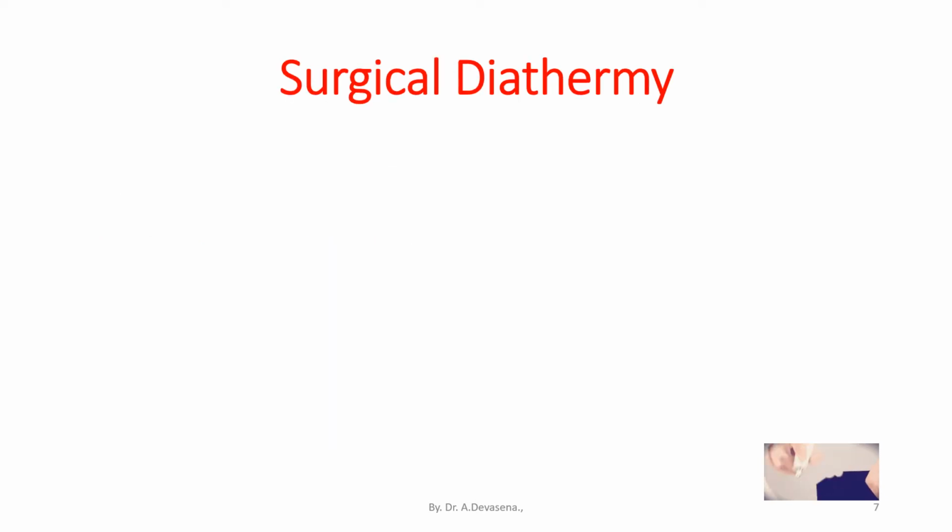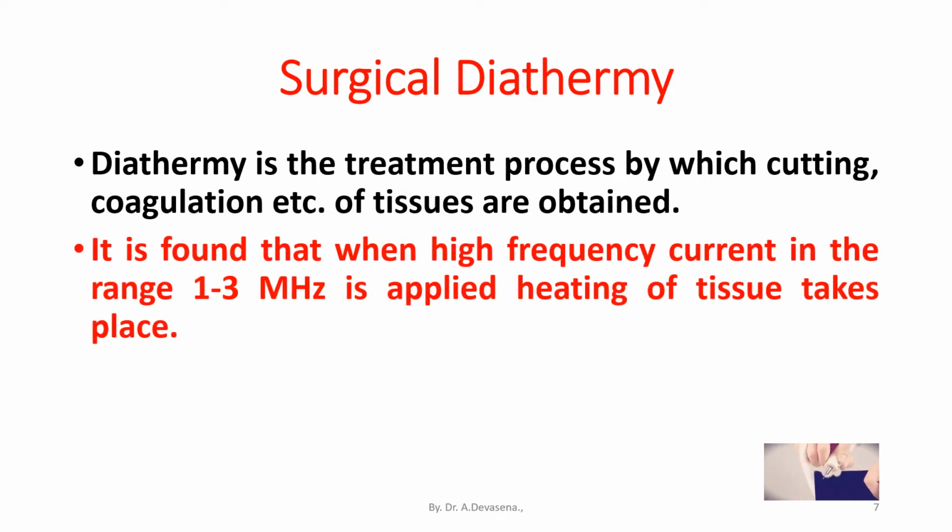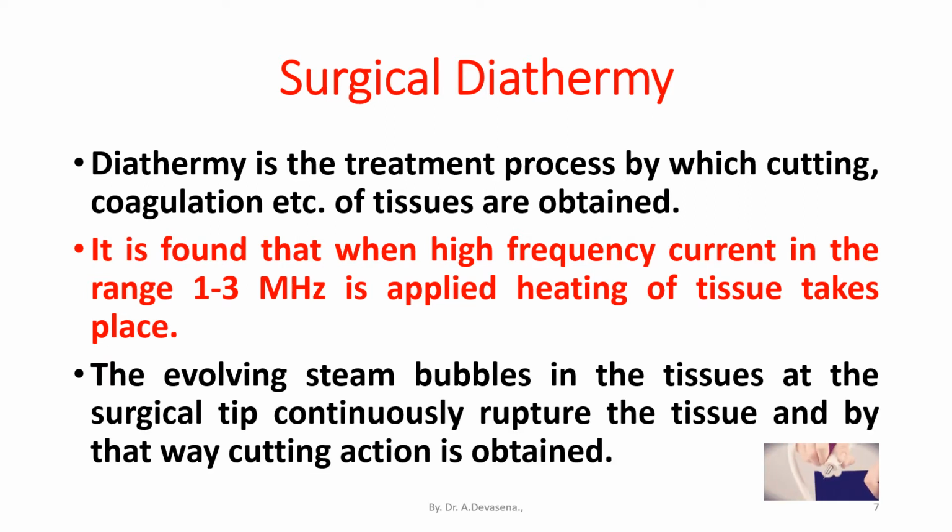Surgical diathermy. Diathermy is the treatment process by which cutting, coagulation, etc. of tissues are obtained. It is found that when high frequency current in the range 1 to 3 MHz is applied, heating of tissue takes place. The evolving steam bubbles in the tissues at the surgical tip continuously rupture the tissue, and by that way cutting action is obtained.